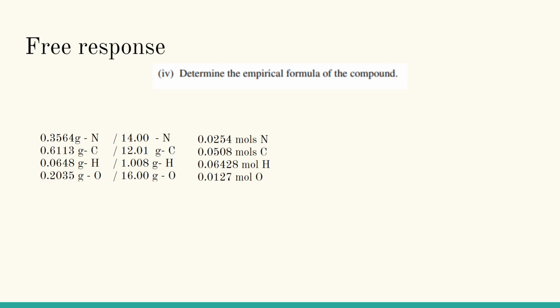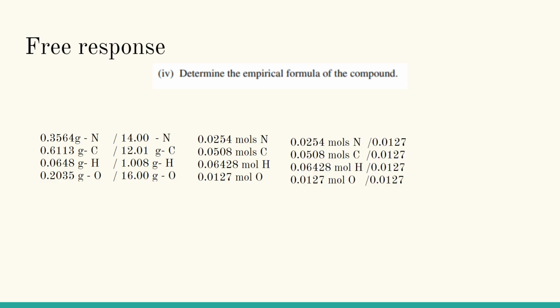Since we have the number of moles of each compound, we can divide by the lowest number of moles. And I can see right here that the lowest number of moles that we have is the 0.0127 moles of oxygen. So we'll divide everything by that, and we will end up getting a ratio that looks like this. Our final step is just to put it into the formula. Here, our formula would end up being C4H6N2O.